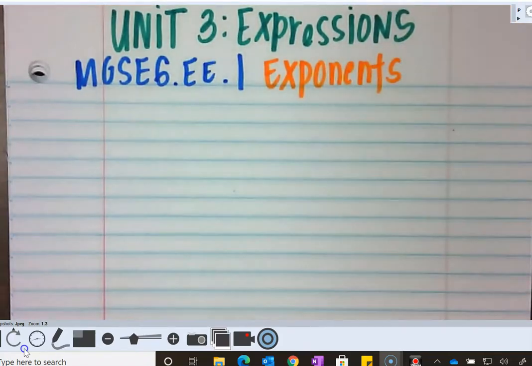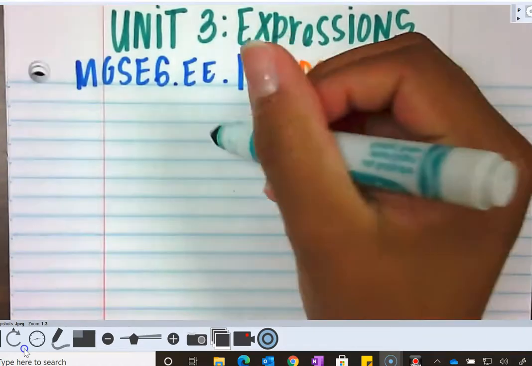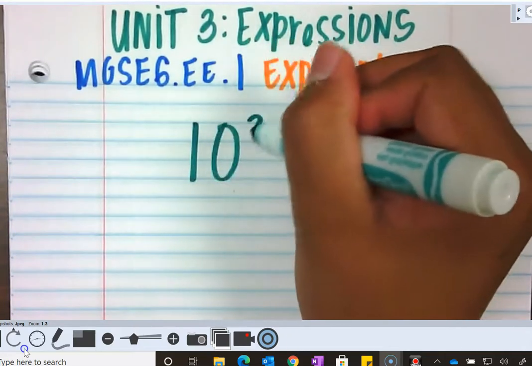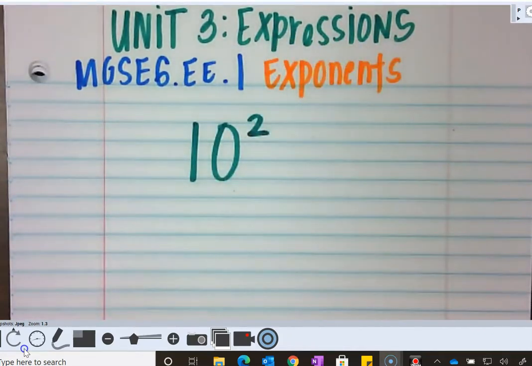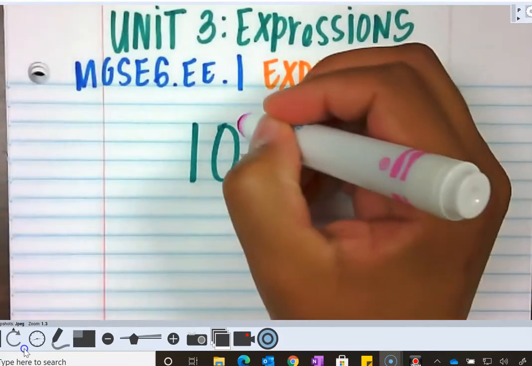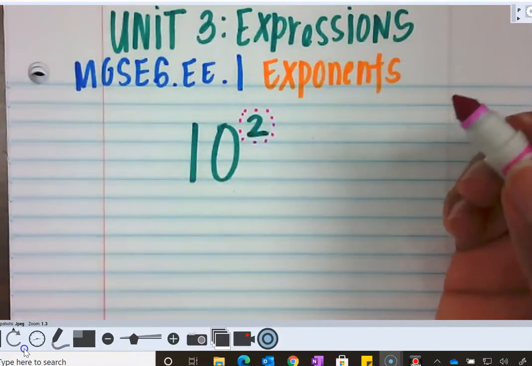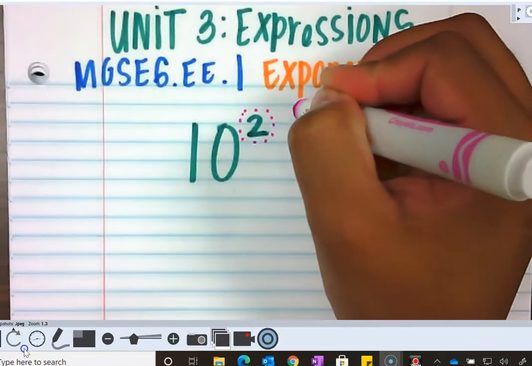Some of you may remember some things about exponents. So that will be a perfect explanation because you already kind of have some information you know. So let's take a look at an exponent. Let's say we have the exponent 10 squared. Well, which number is the exponent? So looking closer, this squared here is the exponent.